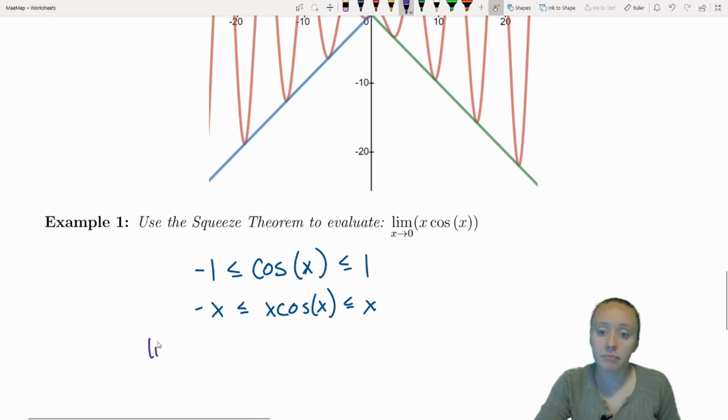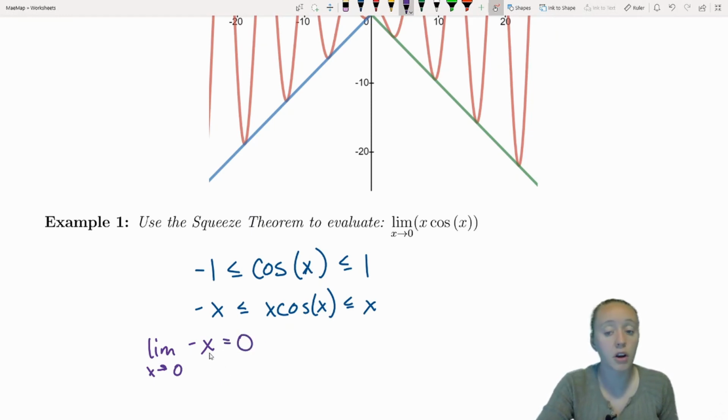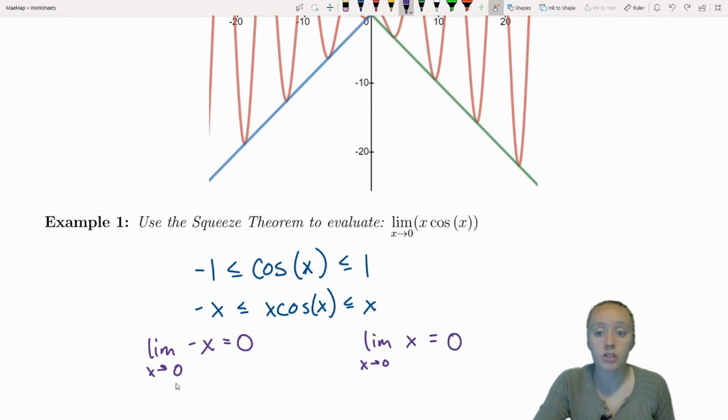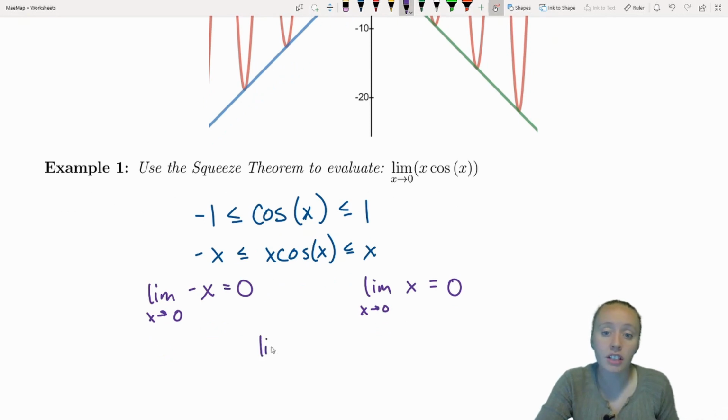So I'm going to have the limit of -x as x approaches 0, and I know that that's equivalent to 0. Plug 0 right on into that linear function. Then I'm also going to have the limit of x as x approaches 0. Well, plugging that value of 0 right on into my linear function, I also get 0. So because each of those limits equals 0 and x cosine of x is trapped between those two functions, then I know the limit of x times cosine of x as x approaches 0 is also going to equal 0.